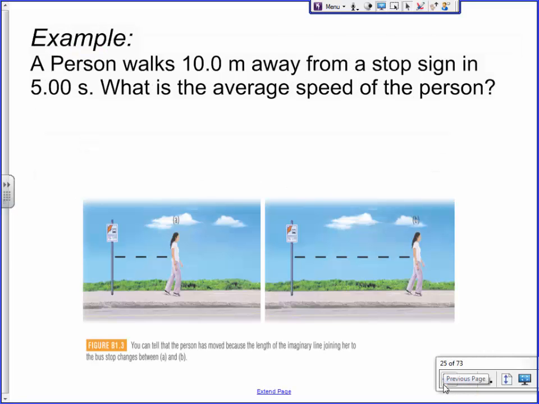Alright, so let's just do a really basic example. About as easy as it gets. A person's going to walk 10 meters away from a stop sign in 5 seconds. Find me their speed. I didn't give you a direction. It's okay. We're working with speed. That's all. So, here's what I'd like to see from you guys when you start at this. I would say, well, your speed, velocity, is equal to your distance over time.